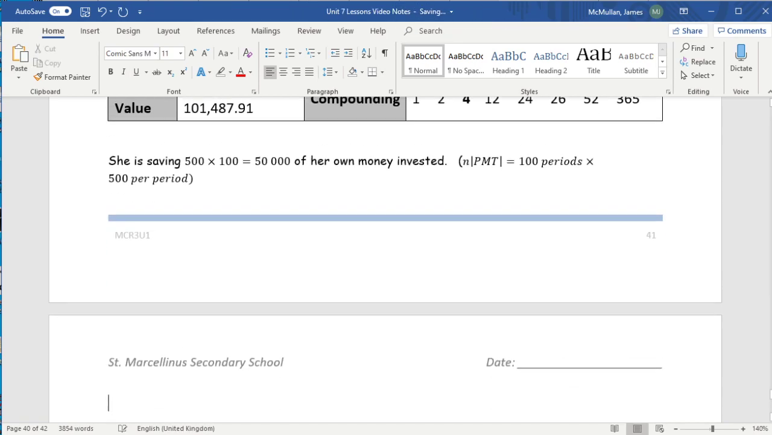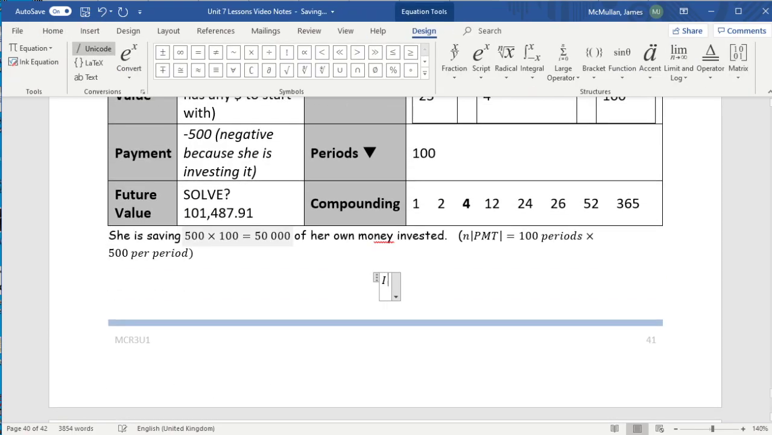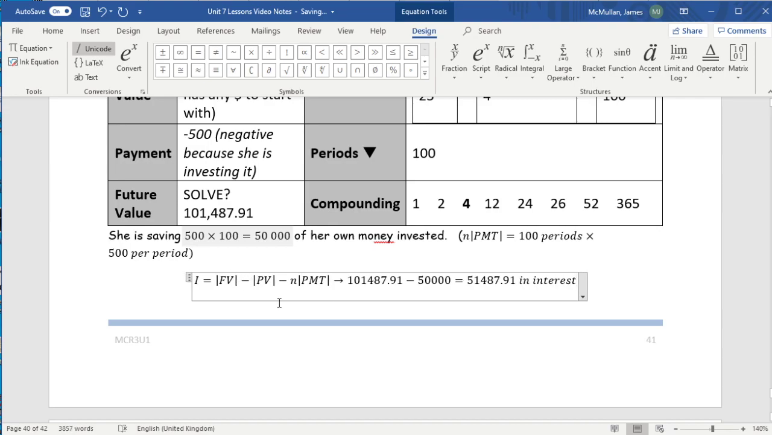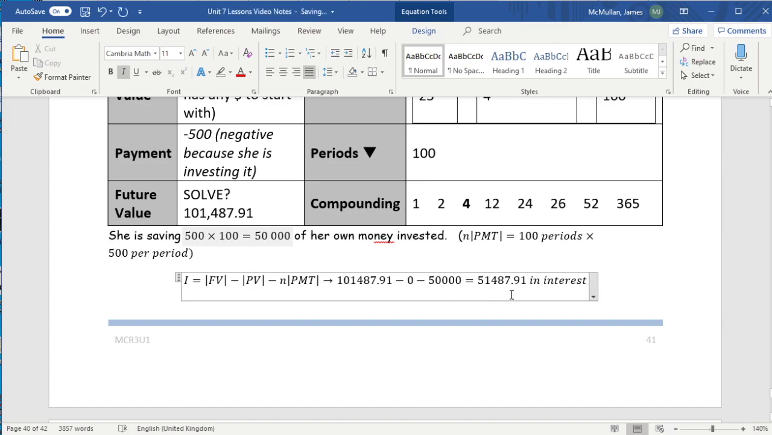And so here's where I was talking before about the interest, right? So the interest, let's just use that interest formula one more time, is FV minus PV minus N PMT, which in our case would be 101,487.91 minus 50,000, which is 51,487.91 in interest. So more than half of the money in there is money the bank gave her, right? Not her own money. Okay? So this would be minus 0 because she has no PV.